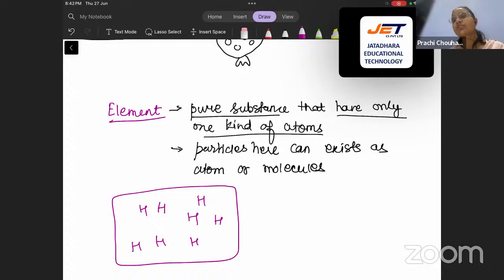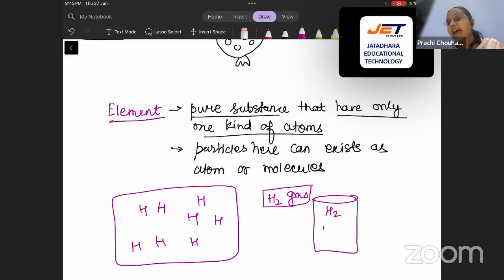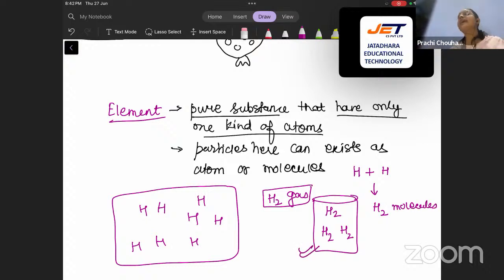Now this hydrogen, how does it exist? The pure element will exist as H2 gas. So if I say that I have a cylinder which has hydrogen, the smallest particle in that cylinder will be H2. So that cylinder will have the molecules of H2. One H will combine with the other H and I will get the H2 molecule. So this is the element.